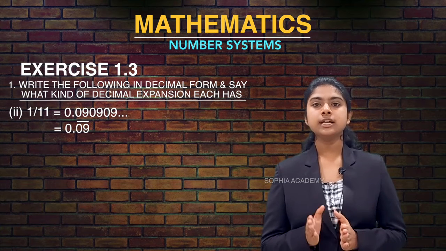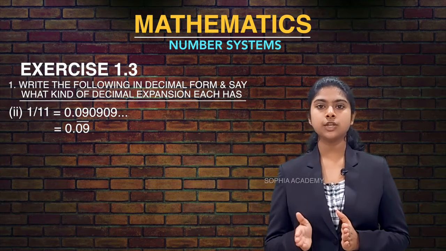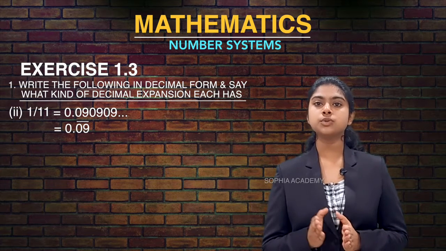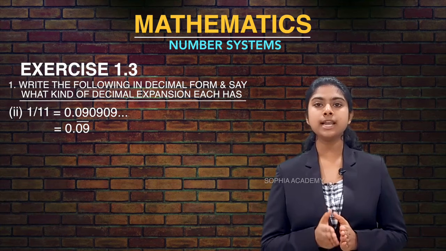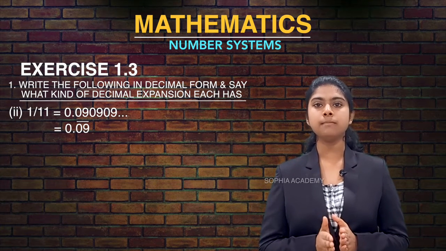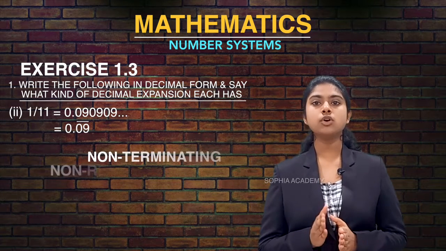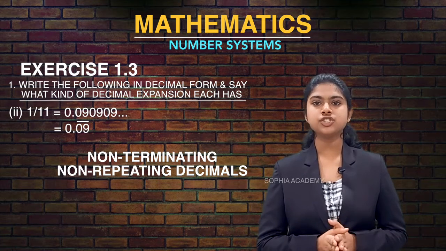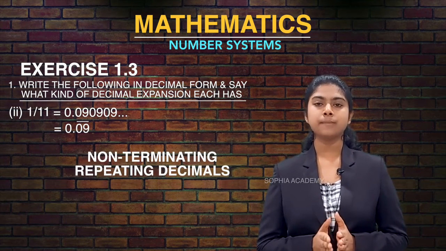We see that the numbers after the decimal point, that is 09, keep on repeating, 0.090909, and it is never ending. The remainder never comes to 0. So we say that the decimal expansion of 1 by 11 is 0.09 bar, and it is non-terminating, repeating.